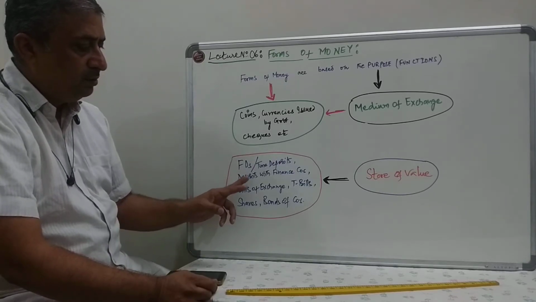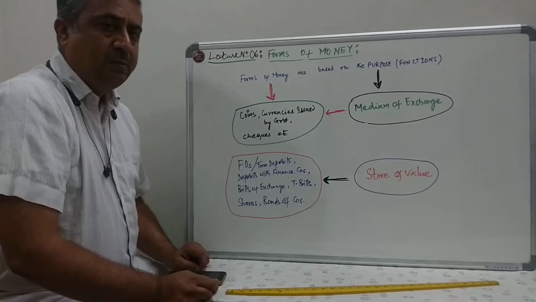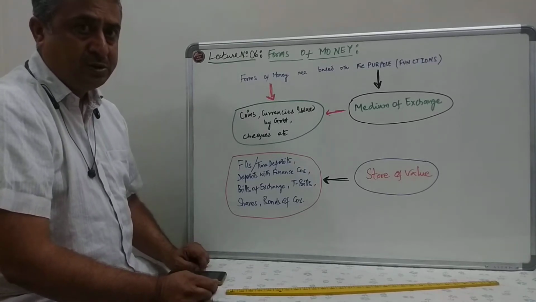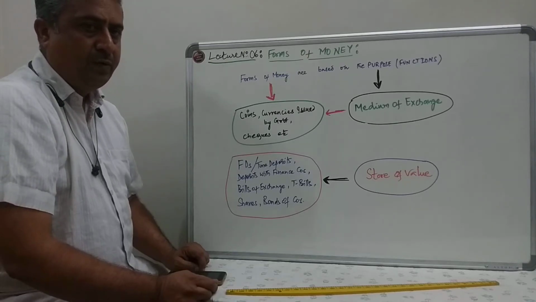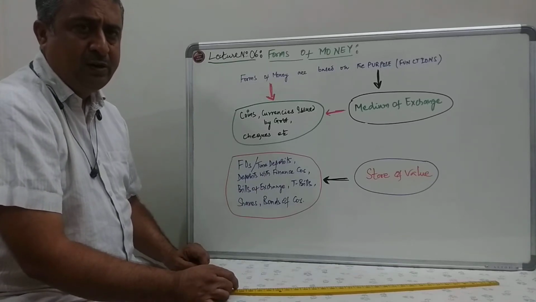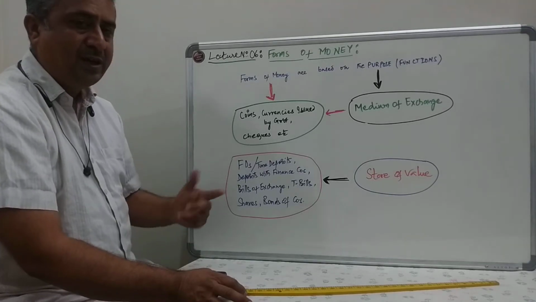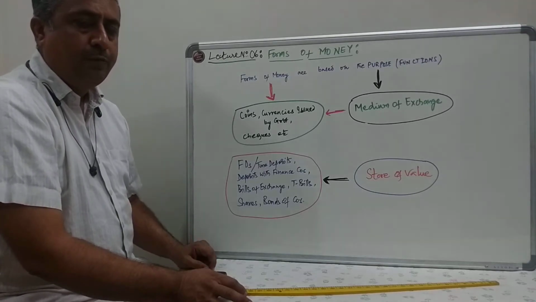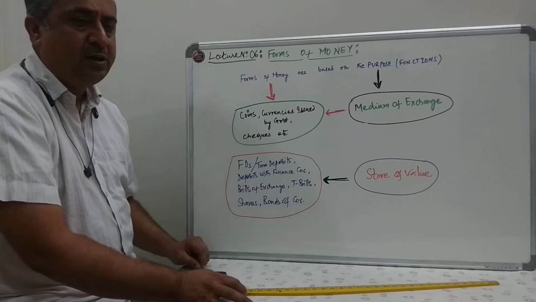Third type is deposits with finance companies. A lot of finance companies accept deposits, right? Finance companies, like for example, even your insurance policy is one type of form of money because that is going to be redeemed at a later date.